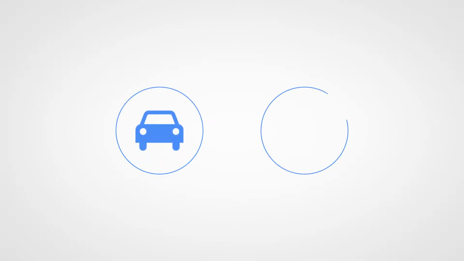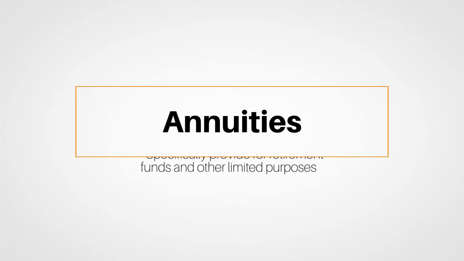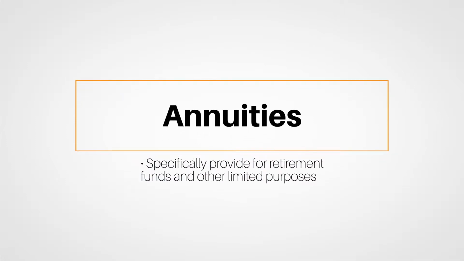All insurance policies have elements of protection for the insured persons, and annuities are no different. But annuities are a different kind of insurance product. Instead of a policy paying for repairs for your car or paying for a doctor, annuities are contracts that specifically provide for retirement funds and other limited purposes, like a child's future educational expenses.